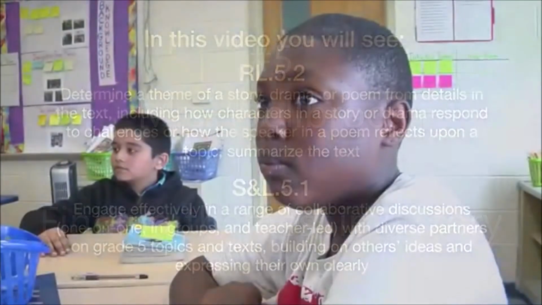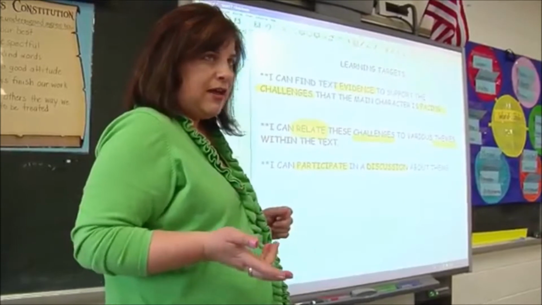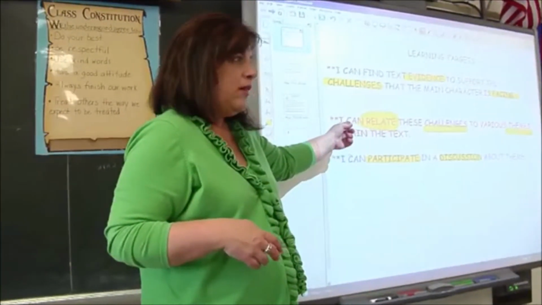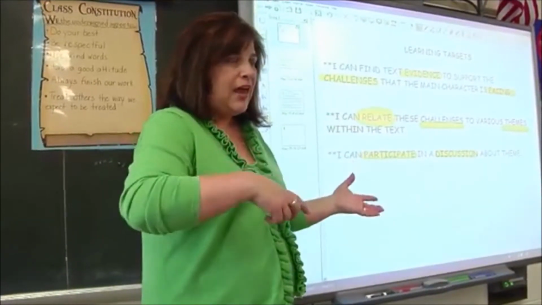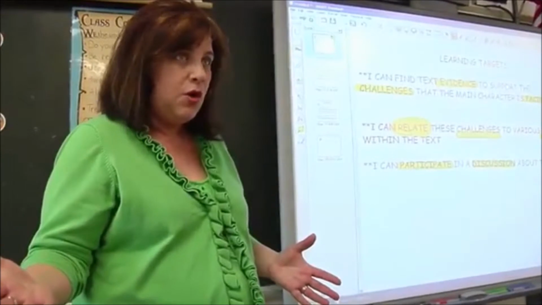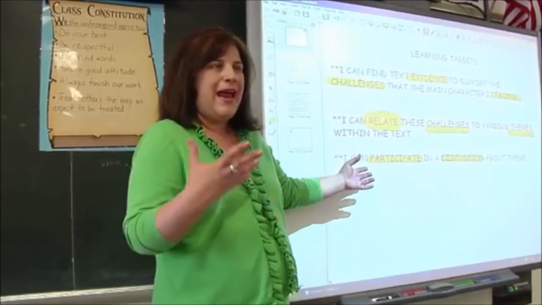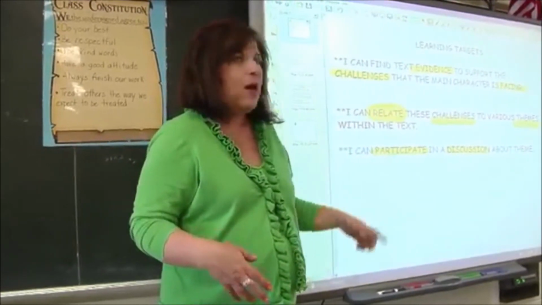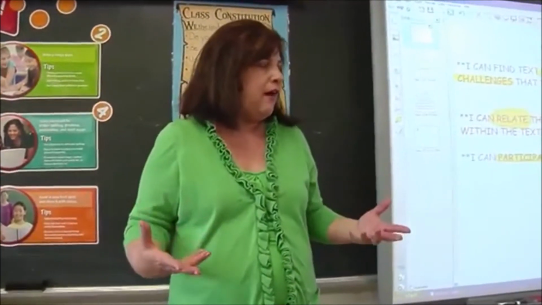So these are the things that we're going to focus on today. Using our text evidence to talk about the challenges that Esperanza is facing. We're going to relate, or like Ethan said, we're going to make connections to how the challenges can teach us about the theme of the story. And we're all going to work on making sure we're an active participant in our group, meaning that we're all going to try to give our input and share our ideas.